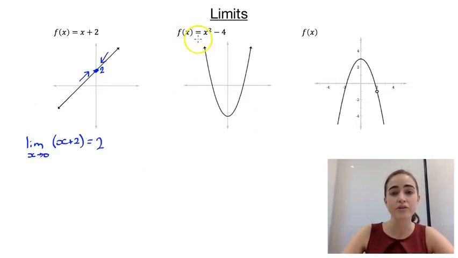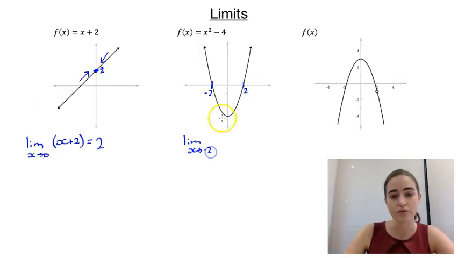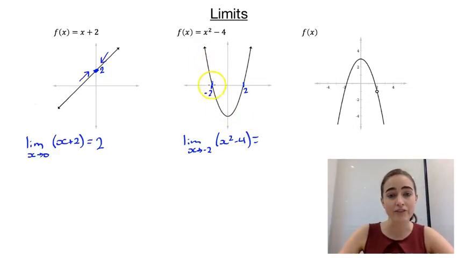If we have a look at our next one, we've got f of x equals x squared minus 4. So we know that our roots are going to be minus 2 and 2. For this one, let's have a look at the limit as x approaches minus 2 of that function x squared minus 4. We're having a look at the value of that function as we approach negative 2. As we get closer and closer to minus 2, the value of that function is going to get closer and closer to 0.